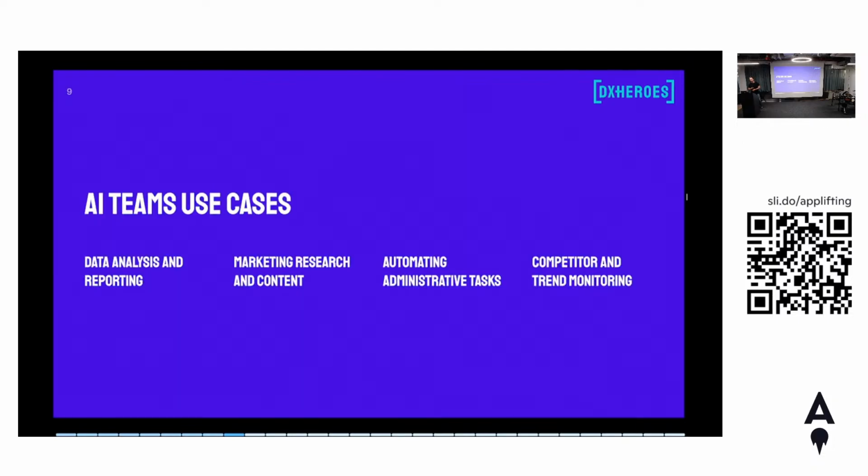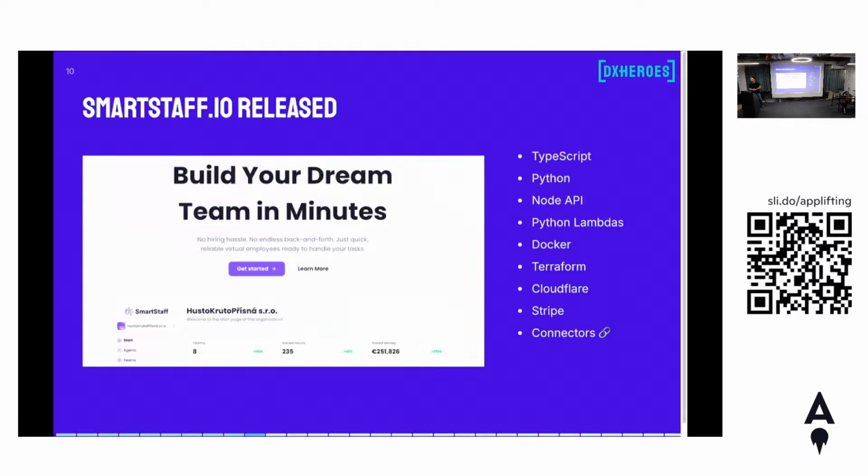We also came up with even more use cases for this approach, like analyzing data and making reports, doing market research, planning your content, automating some administrative tasks, or even monitoring your competition or trends like AI. So we validated this idea with a few users, and we created Smartstuff. The domain name, by the way, was found by our AI team, which we created for that. That's pretty cool.